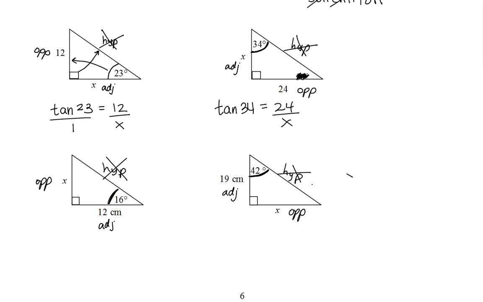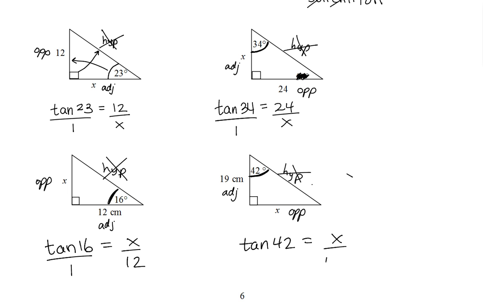Bottom left, what's this one going to be? Tangent 16 equals... is it 12 over x? Or x over 12? X over 12. And the last one, tangent 42? X over 19.